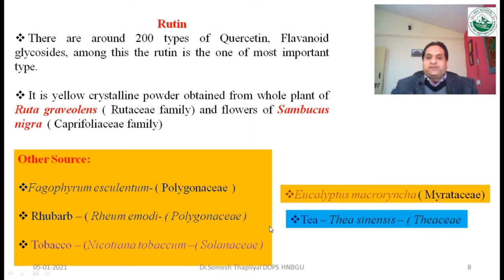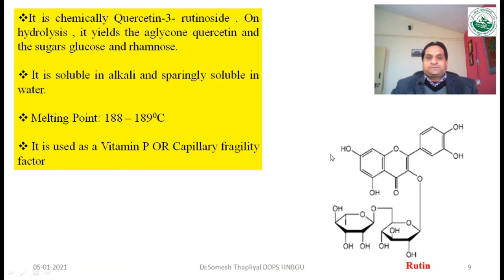So these are the various sources, but commonly it is obtained from Ruta graveolens, and because of this Ruta graveolens, it is known as rutin. So the major source for rutin is Ruta graveolens, which belongs to family Rutaceae. If you see the physical properties, it occurs in the form of a crystalline powder and is yellow in color.